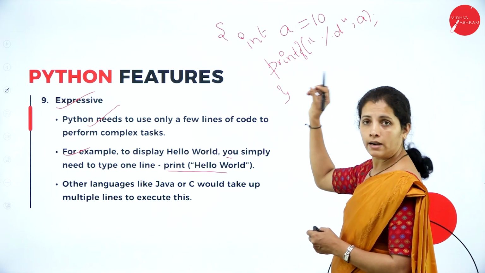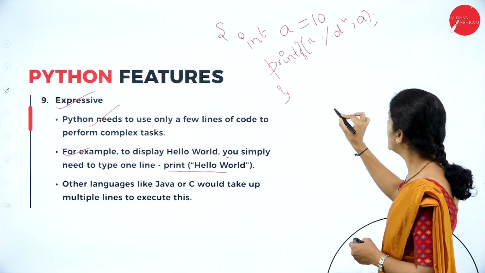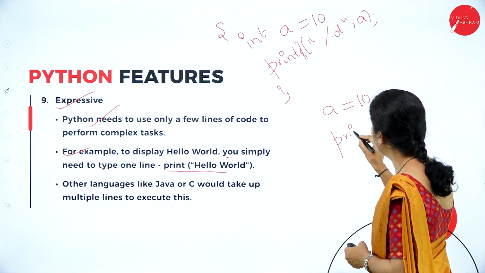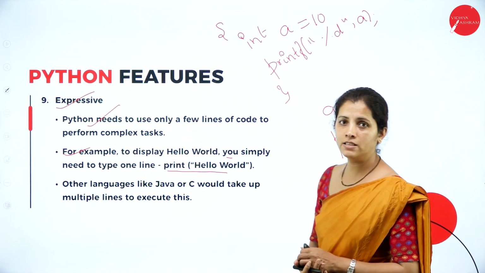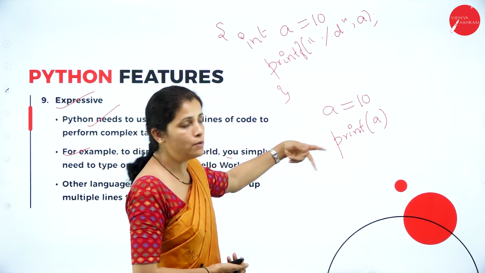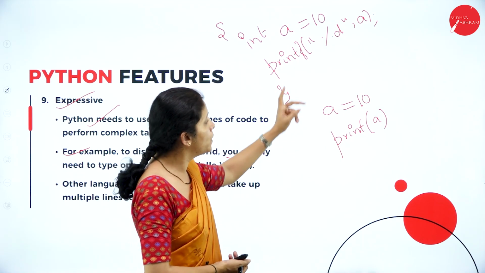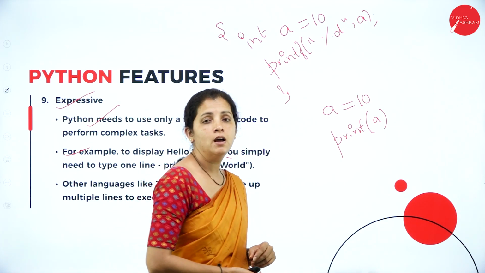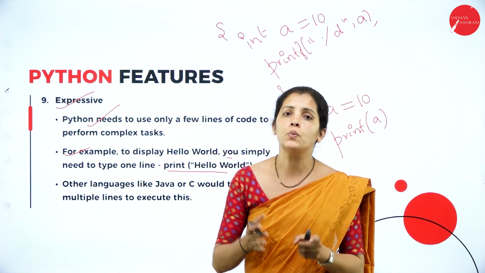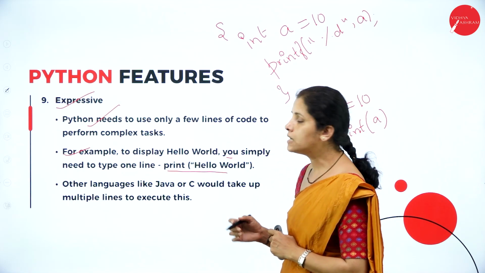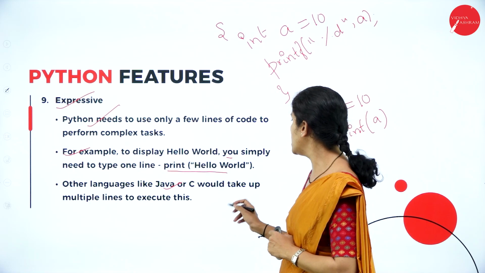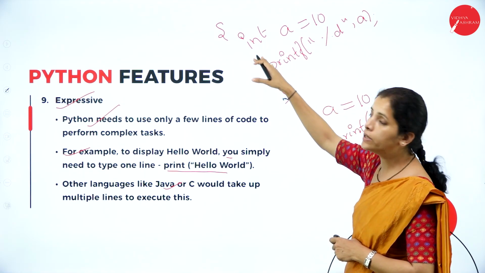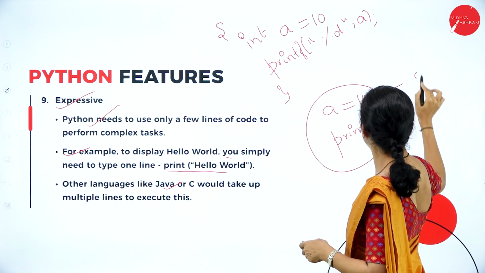But if I write the same thing in Python, how am I going to write? I'm going to write a equal to 10. Then I'll write print a. See the difference here. How many lines? 2 lines. It is very simple, very easy. Anyone can very easily understand and read. But see the complexity of C programming. Because of this nature, Python is a most commonly used, very famous programming language. Other languages like Java or C would take up multiple lines to execute this. To write this code, how many lines am I going to take? 6. But here it is only 2 lines.